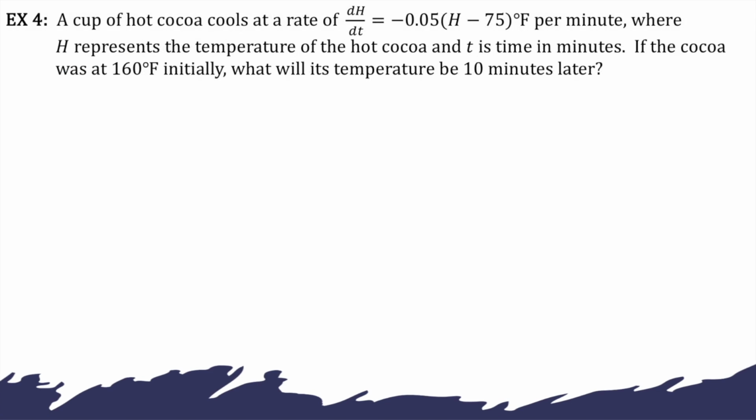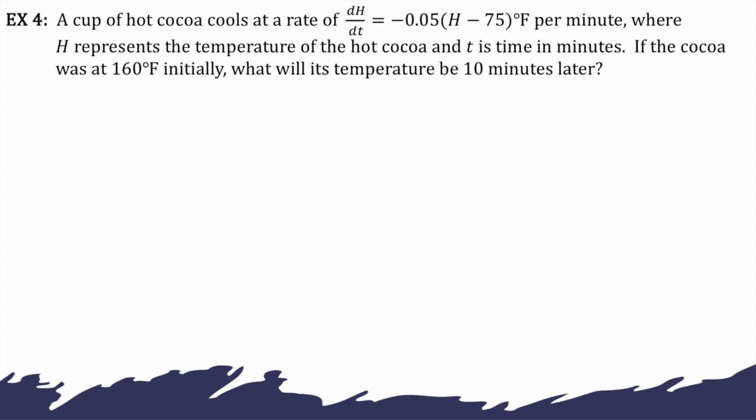Let's check out some hot chocolate. A cup of hot cocoa cools at a rate of dH/dt equals negative 0.05 times the quantity (H minus 75) degrees Fahrenheit per minute, where H represents the temperature of the hot cocoa and t is the time in minutes. If the cocoa was initially 160 degrees Fahrenheit, what will its temperature be 10 minutes later?